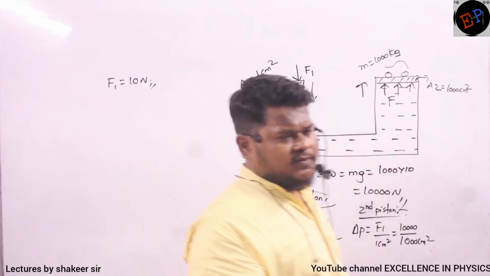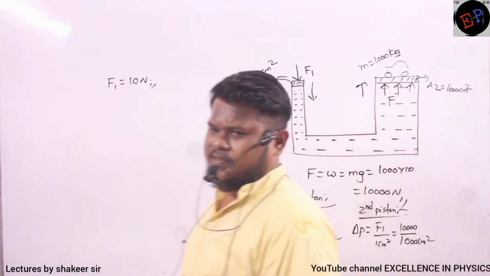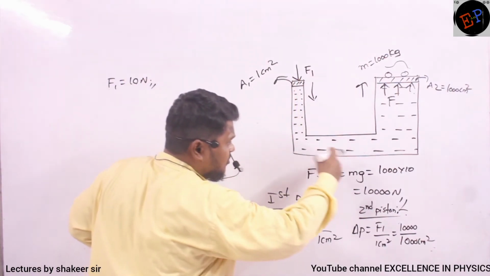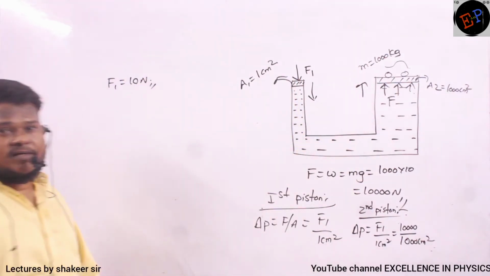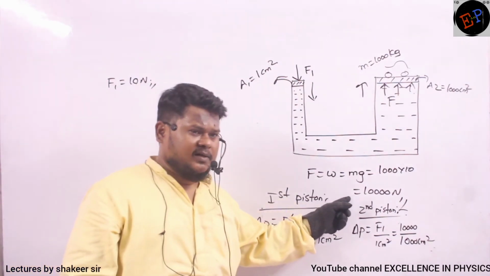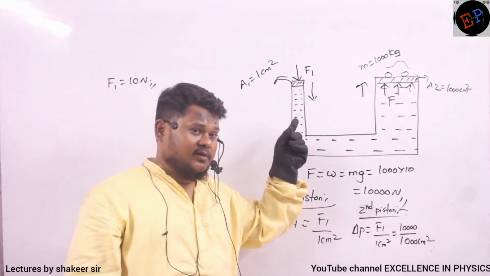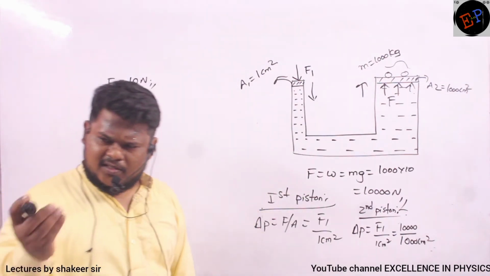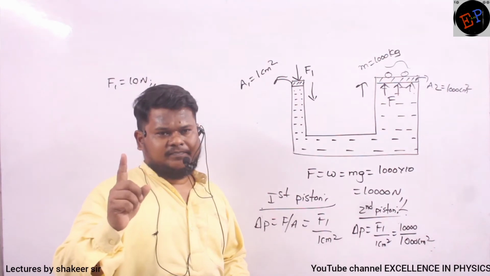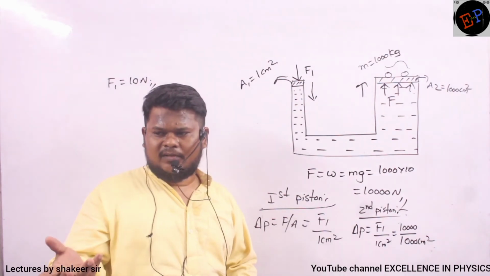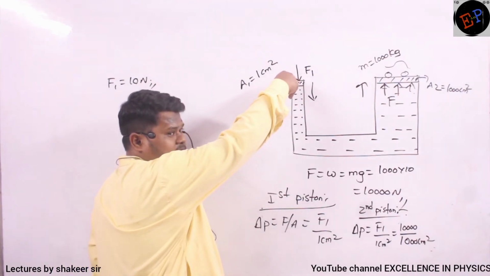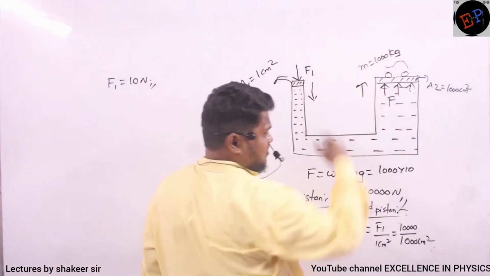So what do you understand by F1 is 10 newton? We understand that just by applying 10 newton force, I am able to lift this car upwards. Actually, how much force do I have to apply? 10,000. But how much force am I applying? Only 10 newton, a very small force. It is the weight of a 1 kg body: 1 into 10, 10 newton only. It means if you place a 1 kg stone on this piston, you can see the car moving upwards.